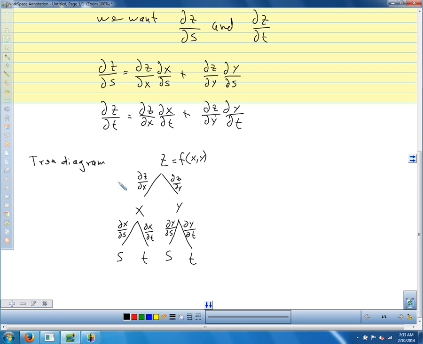So this is just a visual way of looking at what we did there. We call z the dependent variable, just like anytime we're talking about functions. x and y are our intermediate variables.